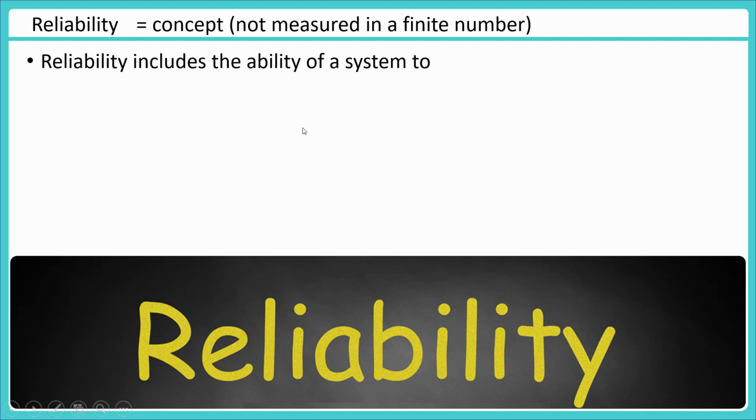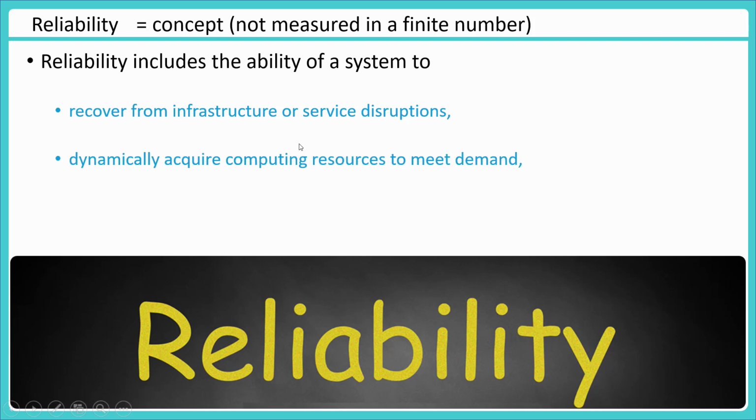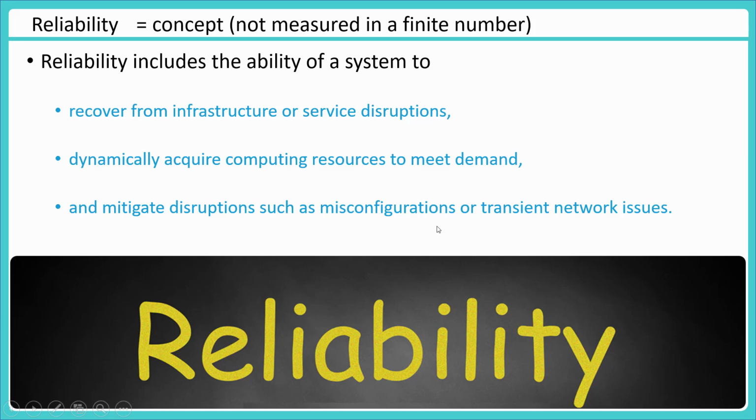Reliability includes the ability of a system to recover from infrastructure or service disruption. Things go wrong, can it recover from it or not? Then we talk about dynamically acquiring computing resources to meet the demand. Demand increases, can I acquire more resources and still sustain the demand which is coming up? And mitigating disruptions such as misconfiguration or transient network issue. Somebody deployed a new version, it didn't work out. Can the system be rolled back so that we do not have problem with our customer?